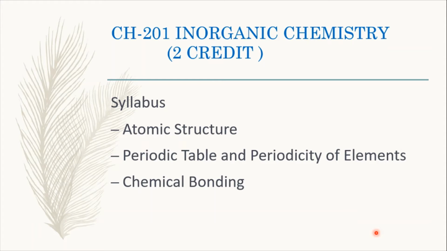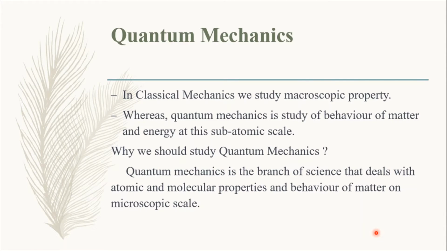So now moving towards our first chapter, that is atomic structure. In atomic structure, we are going to study quantum mechanics. First of all, there are two mechanics. One is classical mechanics and another is quantum mechanics. In classical mechanics, we study only the macroscopic property. What are the macroscopic properties? Such as Earth, Moon, planet, cricket ball. All these objects which are macroscopic, which can be seen by the eyes, are studied in classical mechanics. Whereas quantum mechanics is the study of behavior of matter and energy at the subatomic scale. That means at the microscopic level.